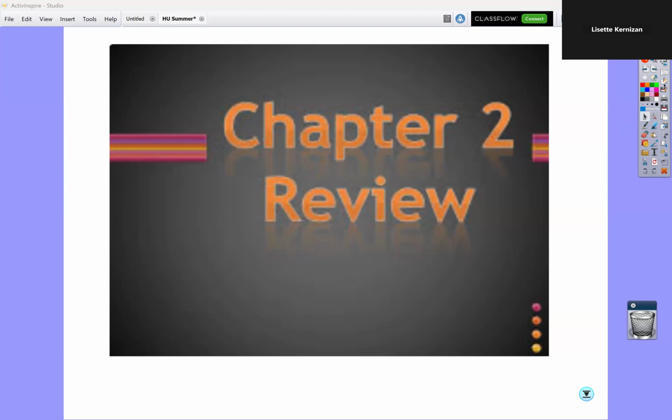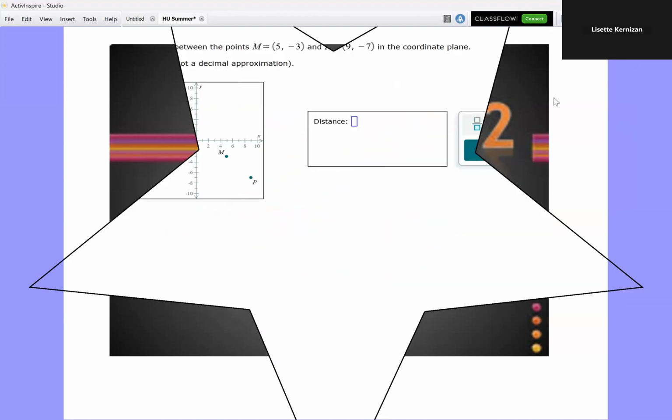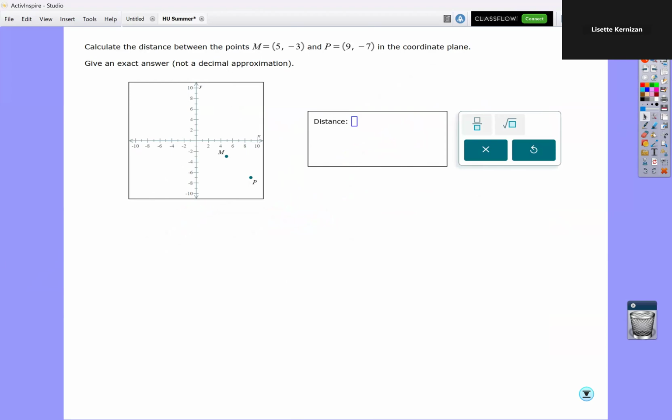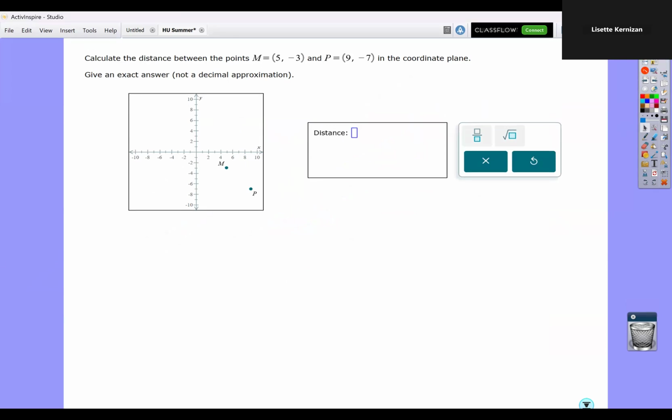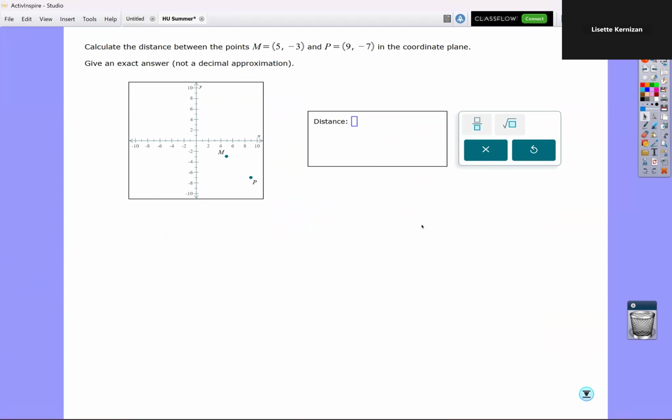This is the Chapter 2 review. So I'm going to go ahead and get started. The first thing we're going to do is the distance formula. It says calculate the distance between the points (5, -3) and point P, which is (9, -7), in the coordinate plane.